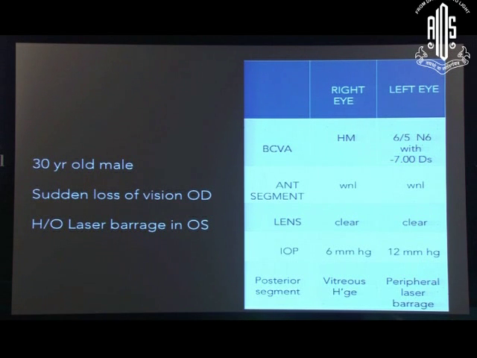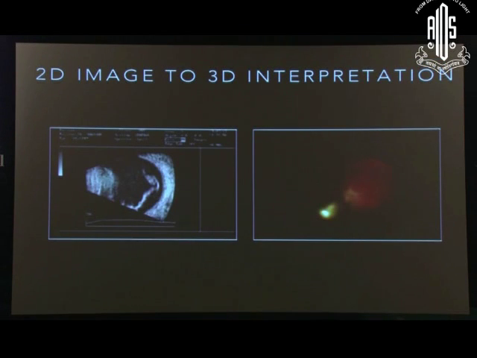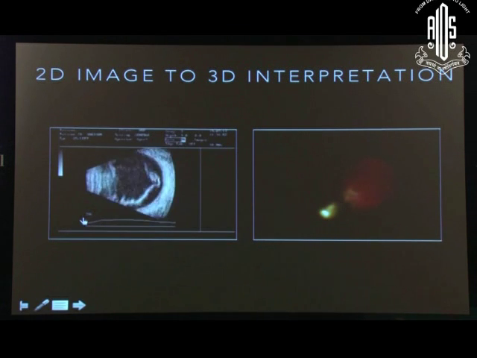This is an example of how we can interpret a 2D image into 3D reality. We have a 30-year-old male with a history of sudden drop in vision. He had vitreous hemorrhage in the right eye and a history of laser barrage in the left, which should give you a little clue as to what was the problem. Look at this undulating membrane that's attached to the disc. It almost looks like a serpent doing a dance. This is typical of a giant retinal tear.